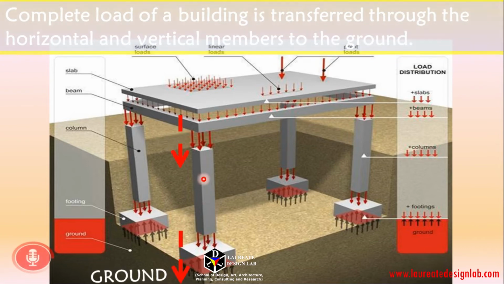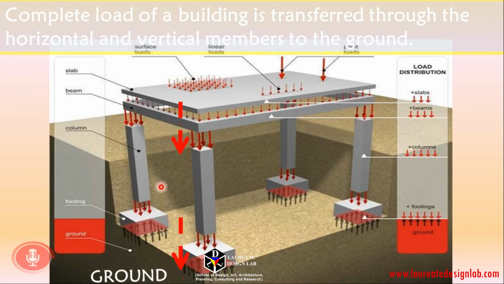Once the combined load of the slab, beams, columns and footings comes to the ground, the ground gives a reaction. So Newton's third law applies here: to every action there is an equal and opposite reaction. So the applied load over the ground is going to be reacted equally. This is very important to note.